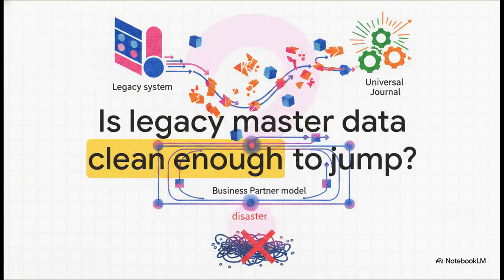So that leaves us with one pretty massive, provocative question for your next implementation project. Knowing that absolutely everything now routes through the business partner model, is your legacy master data actually clean enough to survive the jump? Or are you about to migrate a complete disaster right into the Universal Journal? Think about that as you evaluate your own SAP architecture.